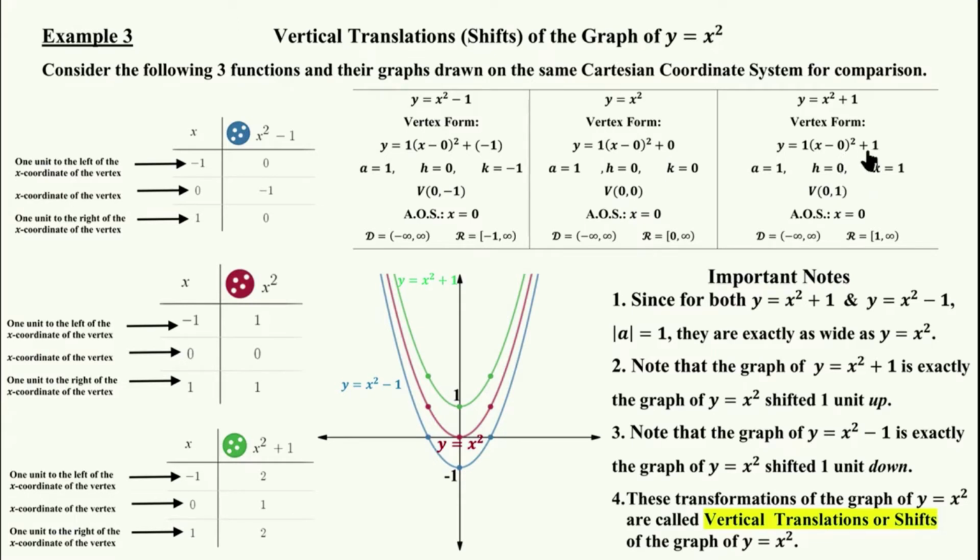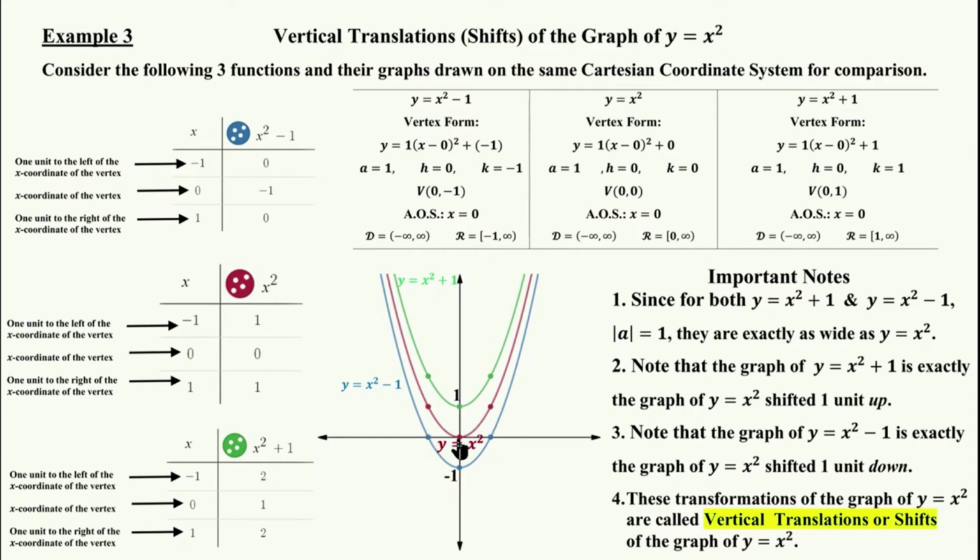And so h is 0, k is 1, so the vertex moves to 0, 1. Now notice, for example, if we consider the blue one, x squared minus 1, we just mentioned that the vertex is at 0, negative 1. So when we want to make our table, we always start there in the middle. Then from that x value, we go 1 to the left and then 1 to the right. Compute those, and then we'll have the 3 points that we need to get a really good graph of the parabola.